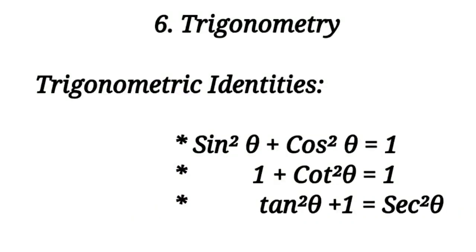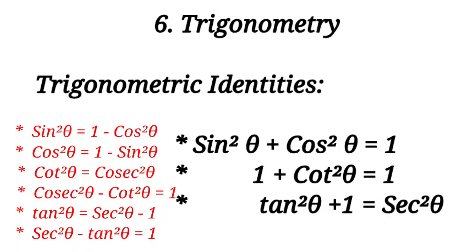Students, today we are going to discuss the continuity of exercise 6.3. Now, recapping the trigonometric identities. First one, sin square theta plus cos square theta is equal to 1. Second one, 1 plus cot square theta is equal to cosecant square theta. Third one, tan square theta plus 1 is equal to secant square theta.